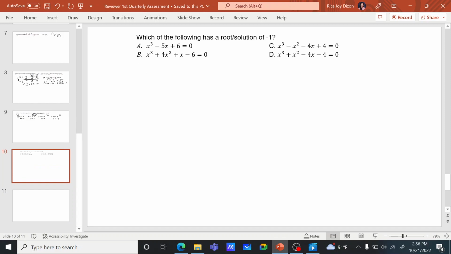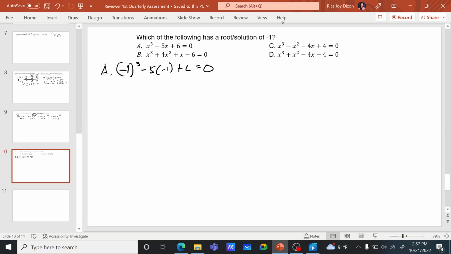Which of the following has a root solution of negative 1? To answer this type of question, we can use the remainder theorem by substituting negative 1 to x in each of the choices. So for letter A, let's try to substitute negative 1 to x cubed minus 5x plus 6. If we get a value equal to 0, then it's a root.